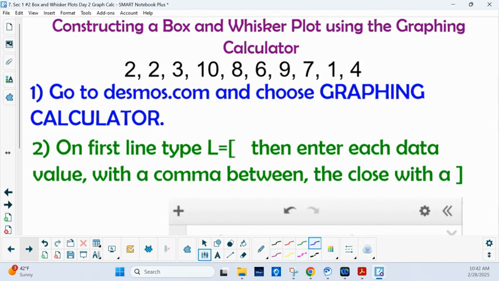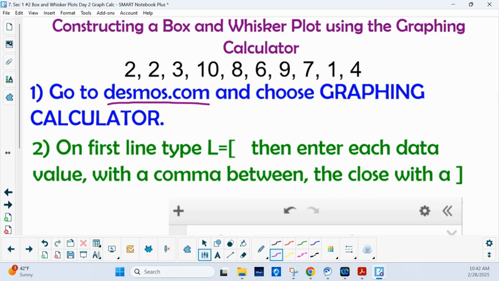So take out your Chromebook. We know how to use it for standard deviation. I'm going to show you now how to use it to find the 5-point summary: the minimum, quartile 1, median, quartile 3, the max. So grab your Chromebook. Go into Desmos.com.